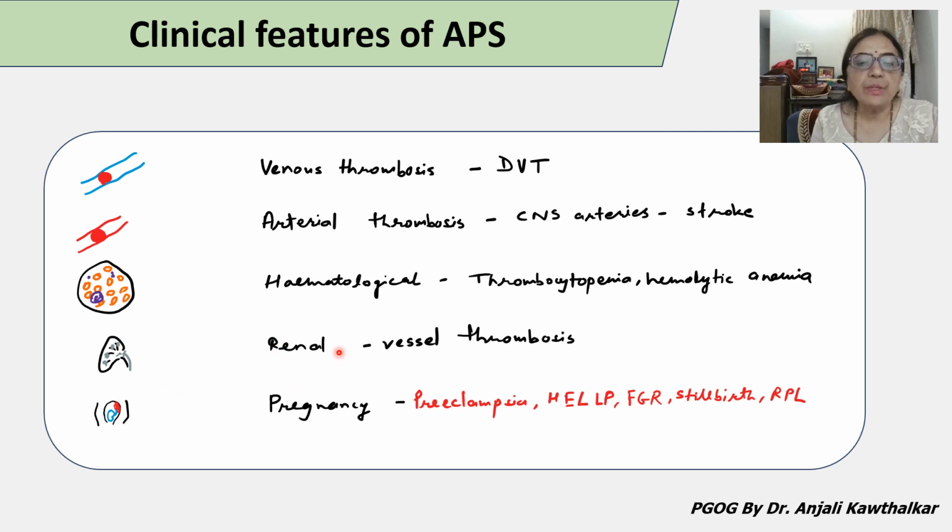Renal complications can be there, because renal artery or renal vein thrombosis can lead to renal failure in these patients, and pregnancy complications such as preeclampsia, HELLP syndrome, fetal growth restriction, stillbirth, and recurrent pregnancy loss. All these are the peculiar features of pregnancy morbidity or pregnancy complications observed with antiphospholipid syndrome.